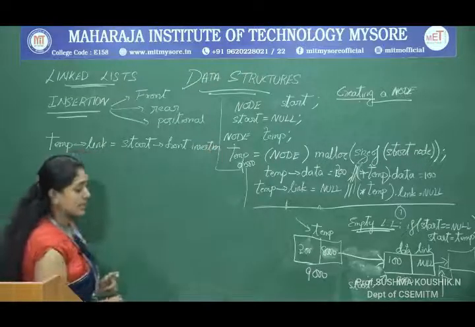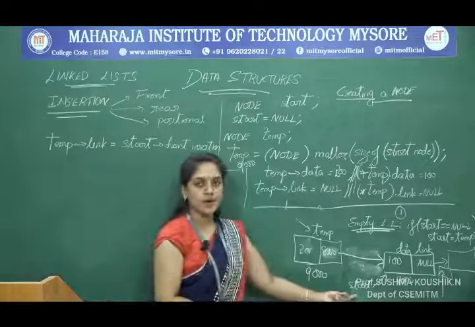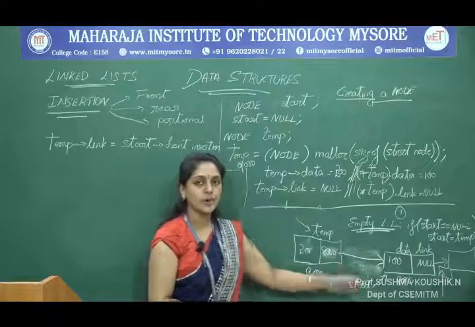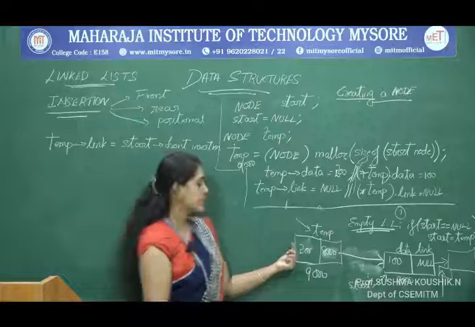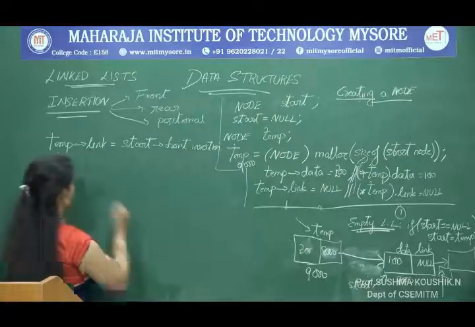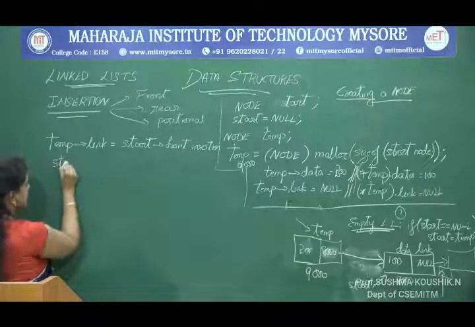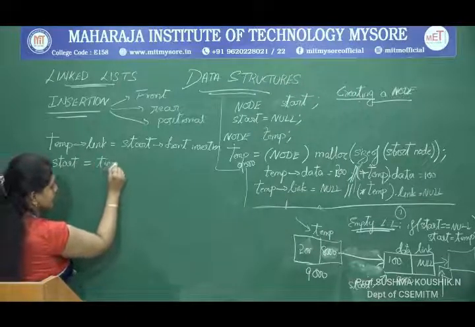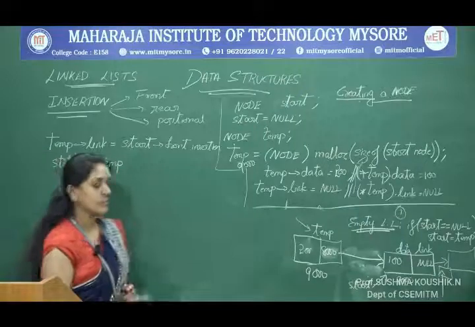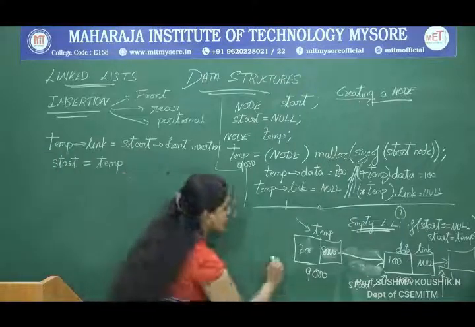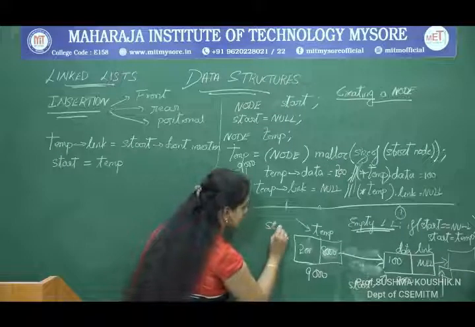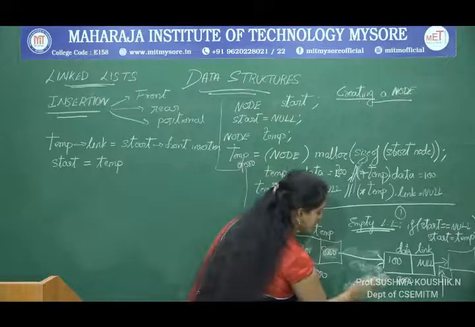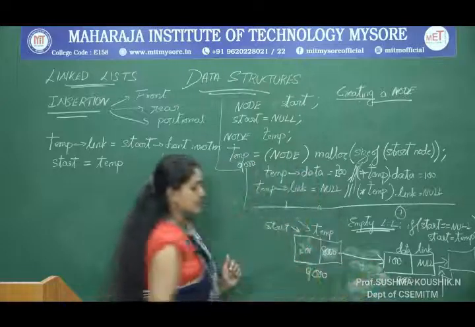Okay, going ahead now, I don't want start to point somewhere in the middle of the linked list. Start should always point to the beginning of the linked list. So, how to repoint it? Let start be equal to temp. So what is temp holding right now? Temp is holding 9000. So start will also start pointing to this particular node. Start is overwritten here. So no more is start pointing to the old node.